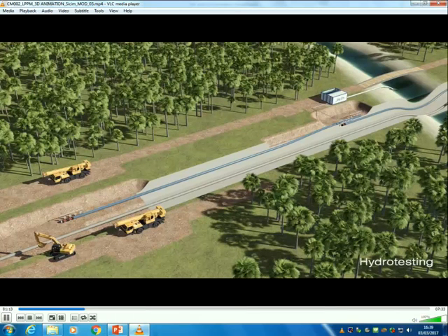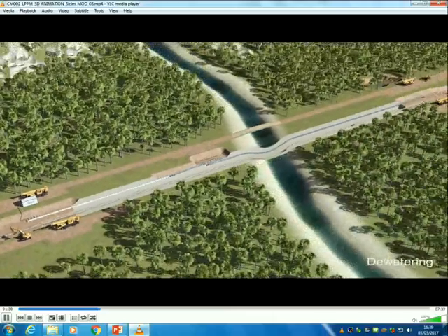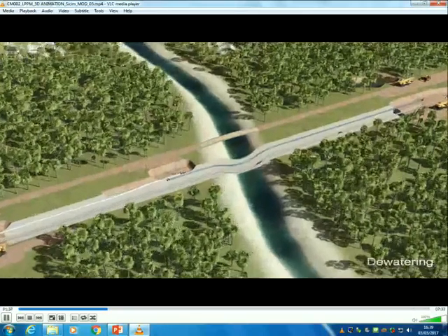And all during this time, the existing pipeline is carrying on operation. There's been nothing done on the existing pipeline yet. So that's the existing pipeline still operating here, and this is the new section that's going to go in. So they're just dewatering it now. They've hydro tested it.